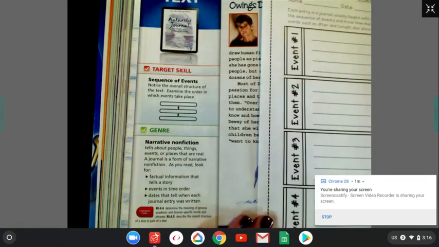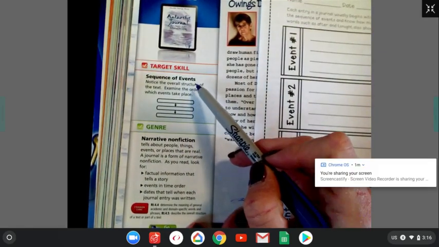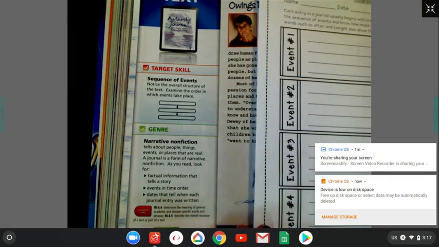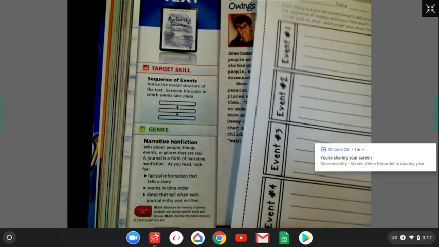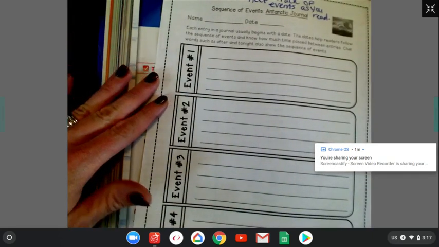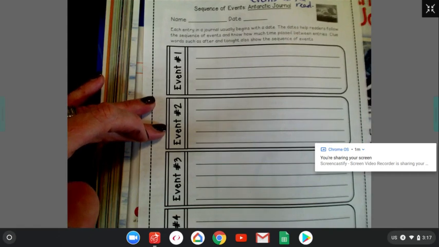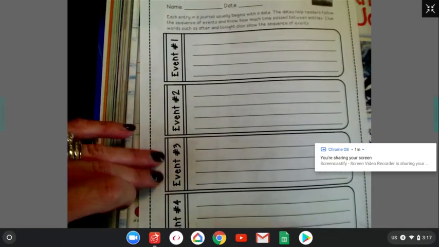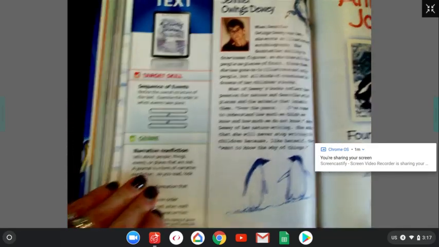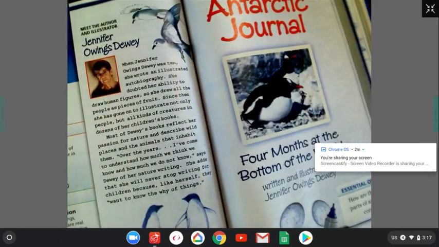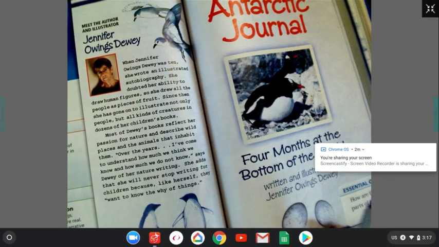So for the target skill, sequence of events, as you're reading this, you're going to find major events that happen throughout the story. This is something I would like to do with you. I'll probably do events 1 and 2. I will read the story with you on a different video, and we will find those events so that you can do 3 and 4 on your own. So again, it's in our Tick Journal. That's the sequence of events, and I'll come back to that.